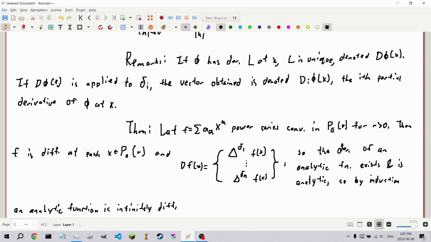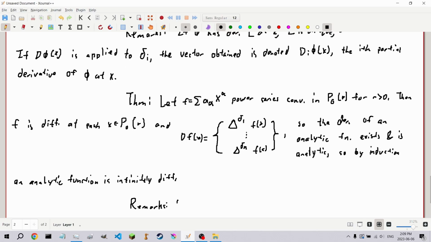Just by a bunch of calculations from a little while ago that we did, where f of x plus h minus f of x minus the derivative of f of x times h is a power series which is convergent in the open polydisk of radius r and of degree at least 2, with no terms of degree 0 or 1. Alright, and so we're going to decompose D alpha as D1 alpha 1 through Dn alpha n.